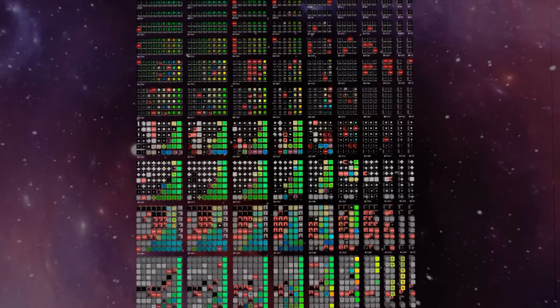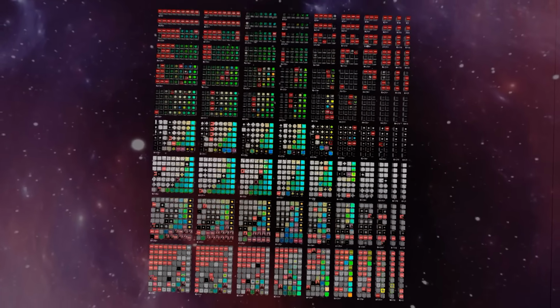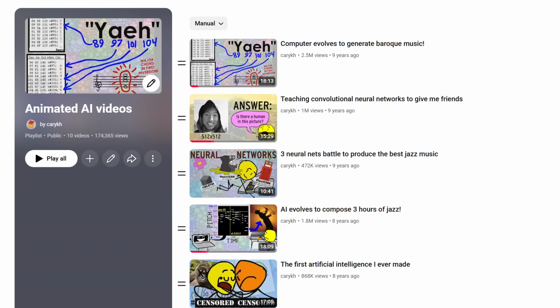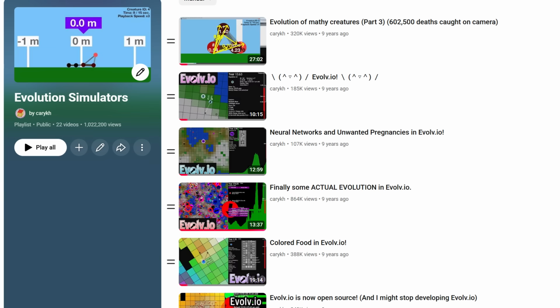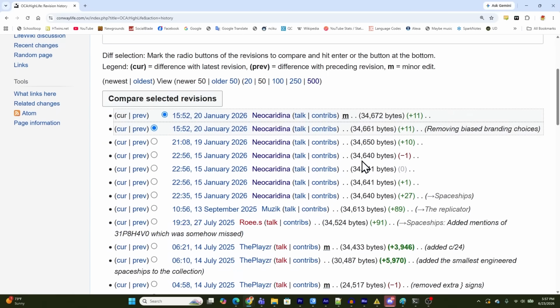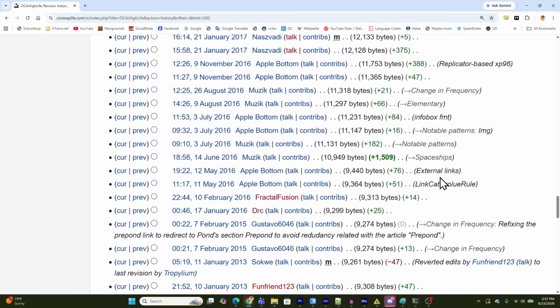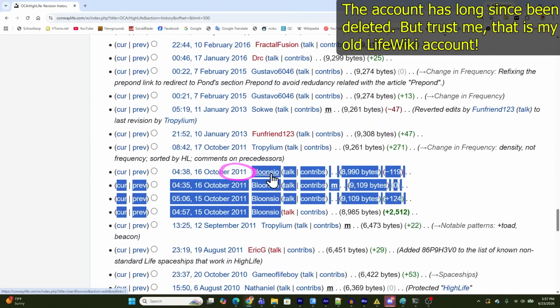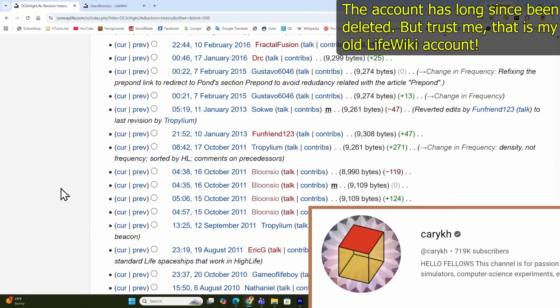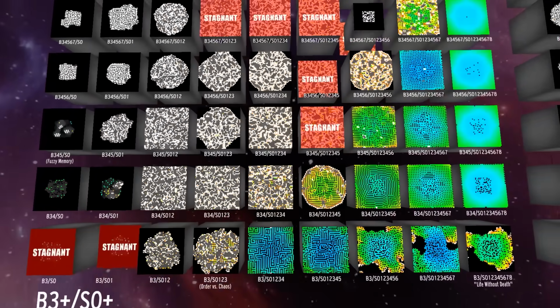Also, I can already hear people saying that this field of math is not as real-world useful as other math videos I made a decade ago, like the AI or evolution ones, and that may be true. But Conway's Game of Life is an obsession I've had for over half my life. Here's evidence I created a LifeWiki account, Bloonzio, in 2011, the same year I created this YouTube channel, so it just feels gratifying to finally make a video about that obsession for you all now.